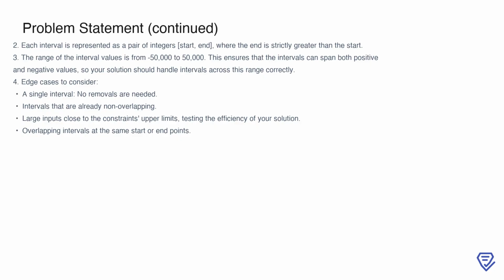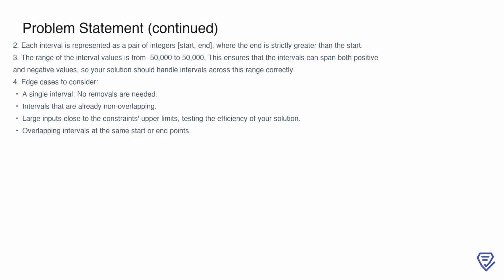Some edge cases to keep in mind include scenarios where there is only a single interval, as no removals are needed in that case, and situations where the intervals provided are already non-overlapping. You should also ensure your solution is efficient enough to handle the upper limits of the constraints, such as when the input size approaches 100,000. Additionally, consider cases where intervals overlap at the same start or end points, as these can be tricky edge cases that need careful handling.